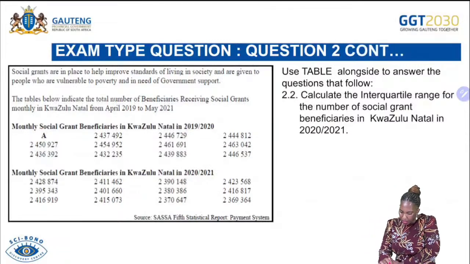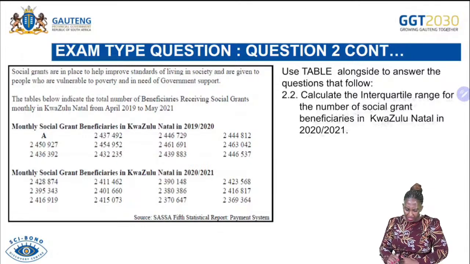The next one says calculate the interquartile range for the number of social grants beneficiaries in KZN in 2020 and 2021. The interquartile range.